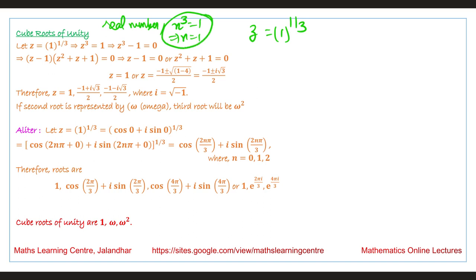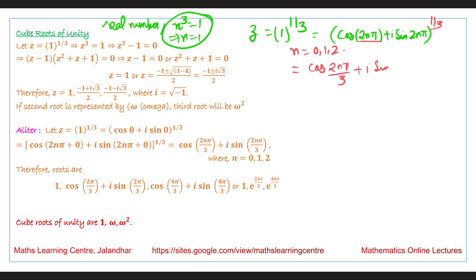But now we are talking about the complex numbers and we are solving z is equal to 1 raised to the power 1 by 3. So this 1 we can write it is equal to cos of 2n pi plus iota sine of 2n pi, and its power is 1 by 3. The value of n varies from 0, 1 and 2. So if we substitute these values over here, we will obtain cos of 2n pi by 3 plus iota sine of 2n pi by 3.